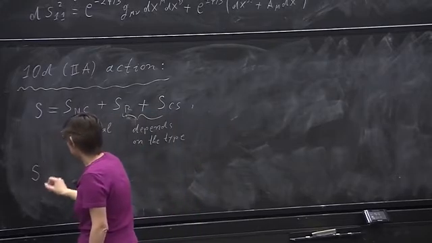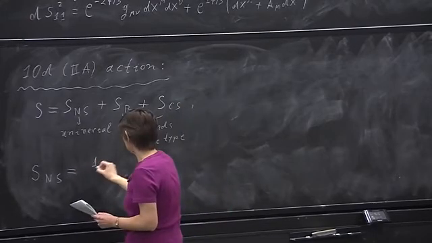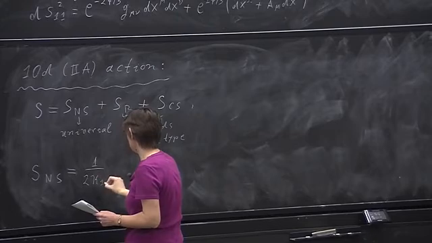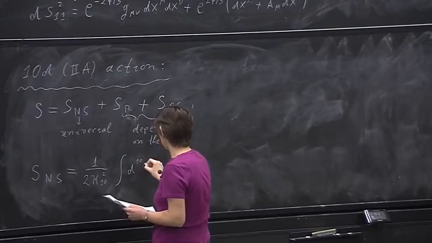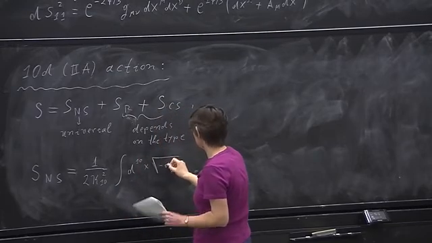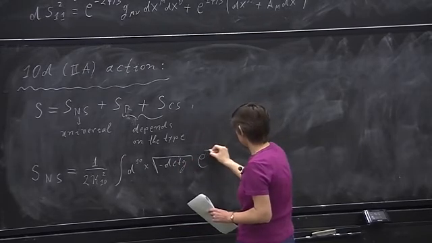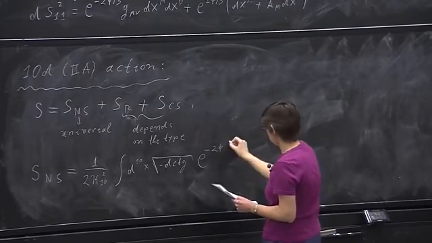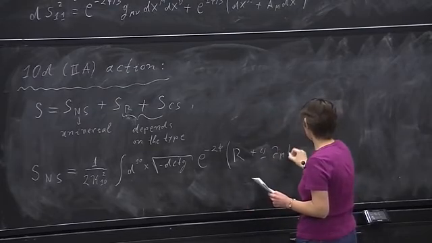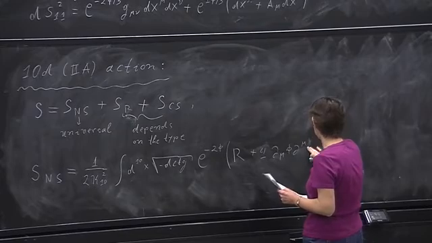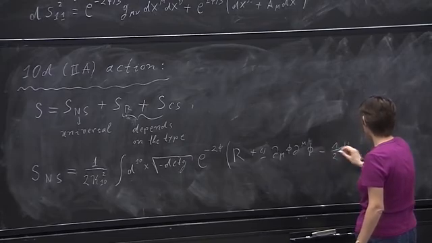So the universal part is 1 over 2 kappa 10 squared, d10x, square root of minus the determinant of the metric, e to the minus 2 phi, R plus 4 d mu phi, minus 1/2 H3 squared.